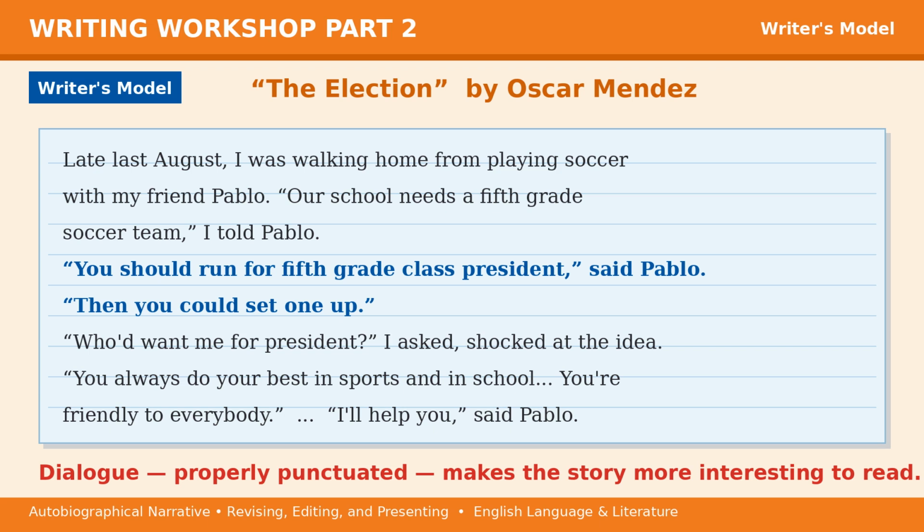Now let's look at the writer's model, The Election, by Oscar Mendez. Late last August, Oscar was walking home from playing soccer with his friend Pablo. "Our school needs a 5th grade soccer team," he told Pablo. And Pablo replied, "You should run for 5th grade class president. Then you could set one up." "Who'd want me for president?" Oscar asked, shocked at the idea. But Pablo insisted, "You always do your best in sports and in school. You're friendly to everybody. Those are the things we need in a class president." When Oscar worried about the work, Pablo simply said, "I'll help you." And he did. On election day, Oscar promised his classmates a 5th grade soccer team, and when it was announced that he was class president, the two friends gave each other high fives.